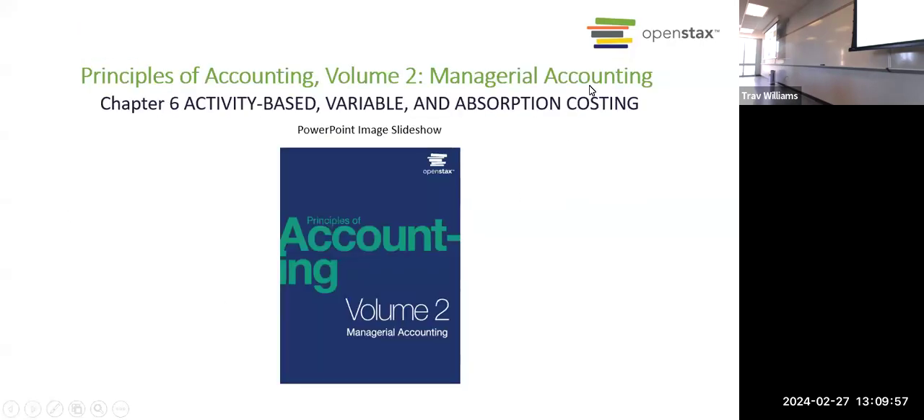So again, this chapter is on activity-based costing, variable costing, and absorption costing. Now, absorption costing, you're already familiar with. You've just never heard that term, but it's what we normally do.